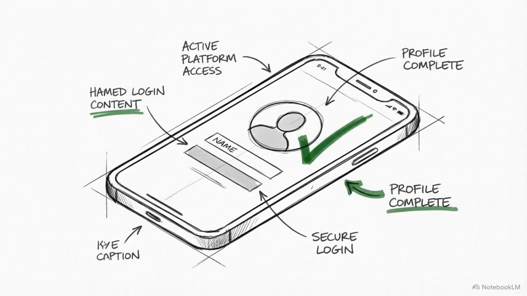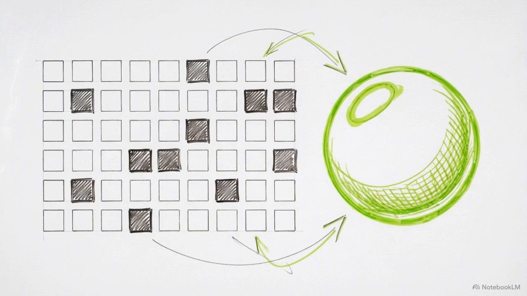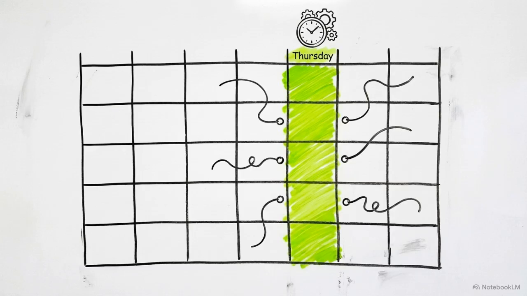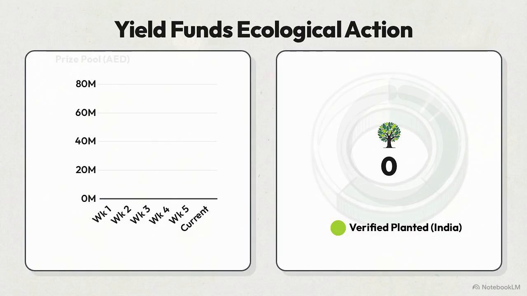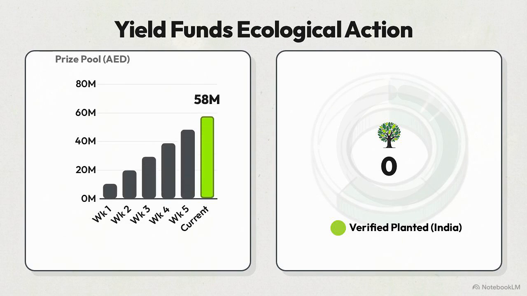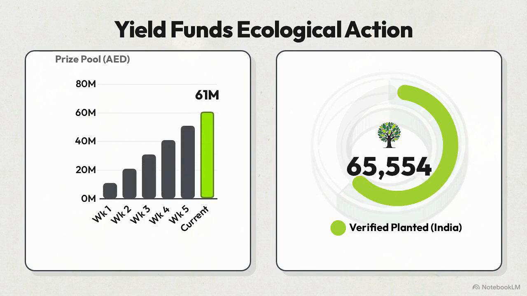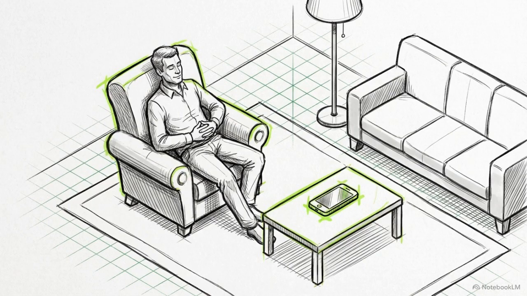You have successfully secured platform access, generated an unbiased combination, protected your payout, and scheduled your weekly routine. Every week, you maintain your exposure to a massive financial upside while funding verified ecological restoration. From here, the primary requirement is patience. Detach your emotions from the week-to-week results and simply trust the routine.